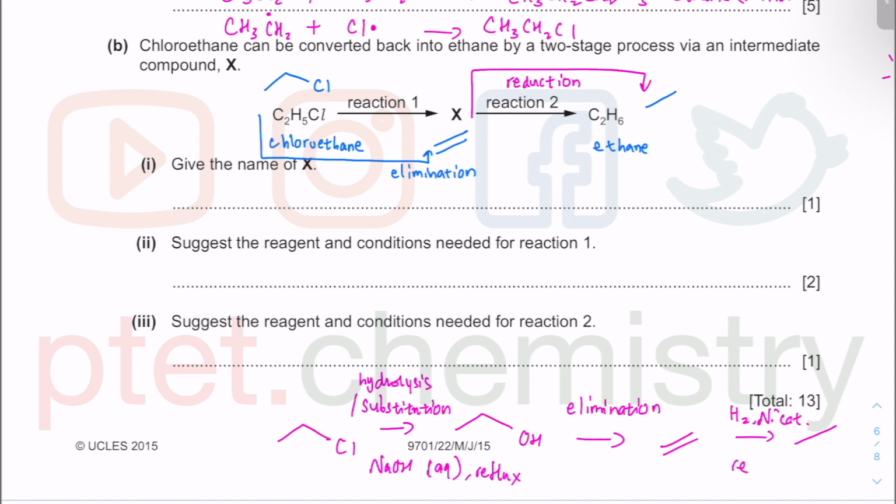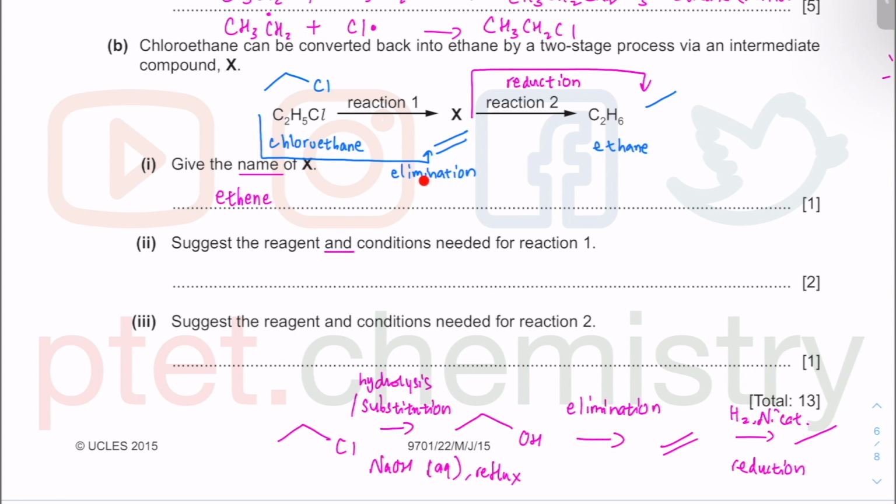So there will be a reduction, but you can see that that is more than one step. There's 1, 2, and 3 steps. Here is just 1 and 2 steps, and this is as stated in the question, so I can't really do it via this thing first. I just have to eliminate the HCl, and then I do a catalytic hydrogenation, but the type of reaction is reduction, or you call it addition of hydrogen. That's perfectly fine. So the name of X there would be ethene, a 2-carbon alkene. They want the name, they don't want the formula. They want the reagent and condition for reaction 1.